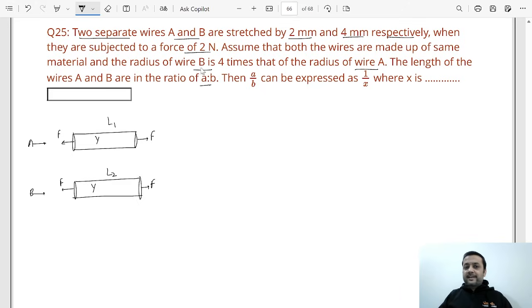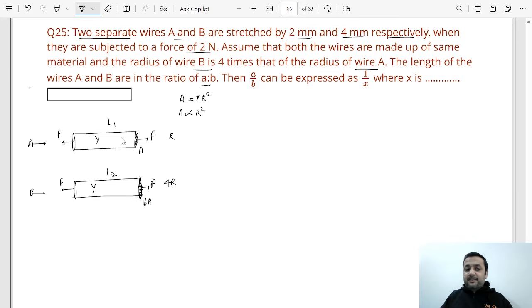Radius of wire B is 4 times that of A. That means if I call this radius as R, this will be 4R. Now you remember that cross-sectional area is pi R square. That means area of cross-section is proportional to the radius square. If I call this cross-sectional area as A, then naturally this cross-section area will be 16 times A, because here the radius has become 4 times and area of cross section is proportional to the radius square. So if radius becomes 4 times, area must become 16 times, right?